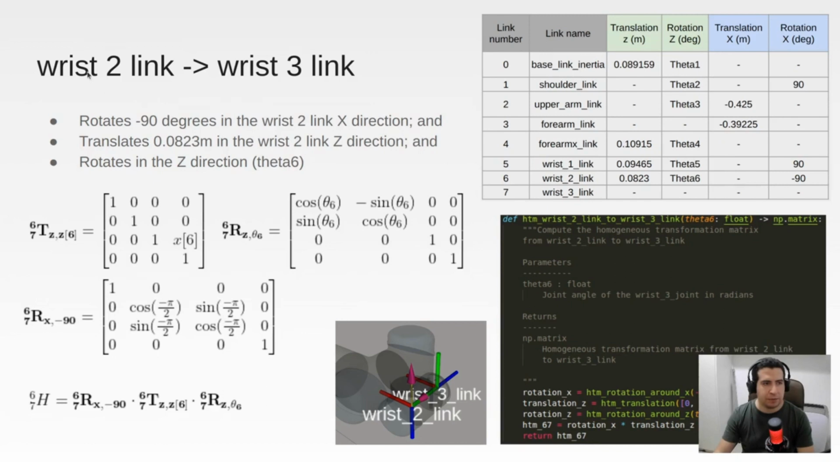And finally, from wrist2 link to wrist3 link, you have a rotation by minus 90 degrees in the X direction, then a translation in the Z direction to the wrist3 link, and then a rotation around Z by theta 6. So here's the math, and here is the corresponding code.